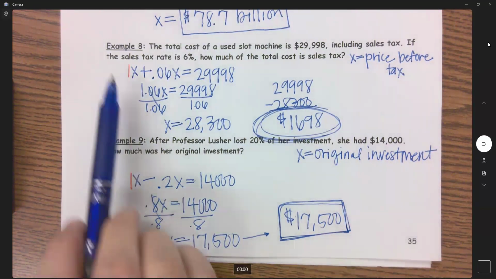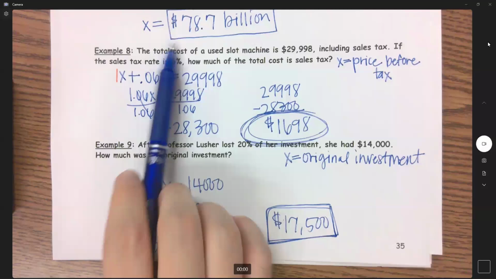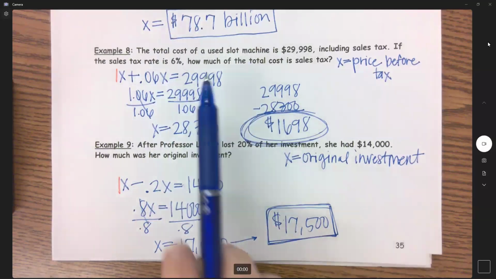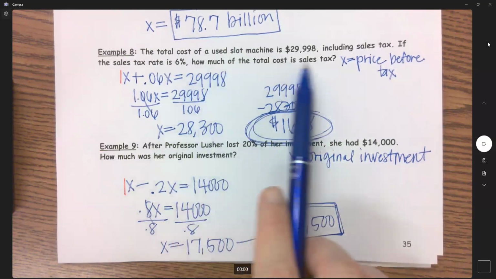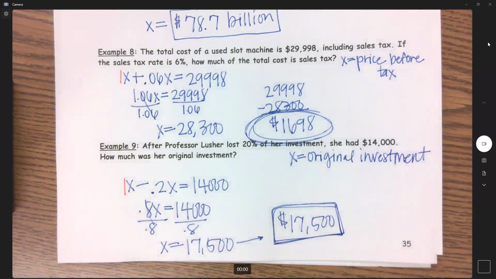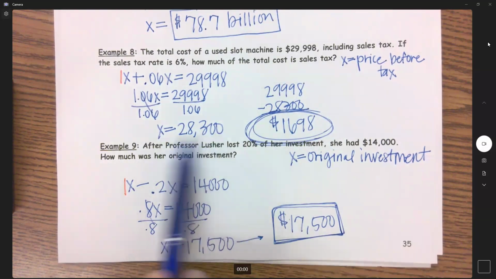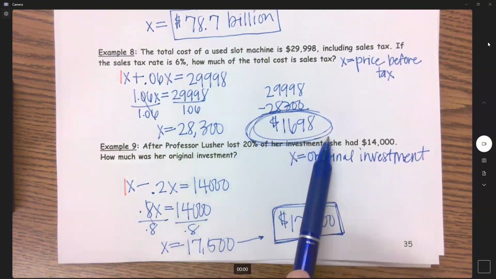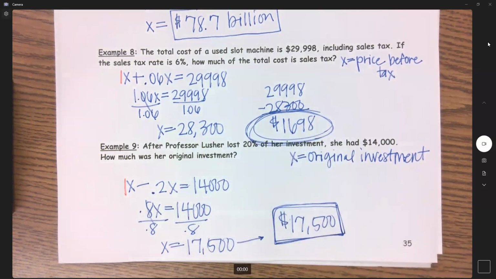And then also, when you get to a problem like example 8, and it might be this problem, might not, I don't really remember, but just make sure you're actually reading the question and giving the answer. I didn't want to know what the price of the slot machine was before tax. I wanted to know how much of it was tax. So just make sure you're reading the question and answering the question it's asking.